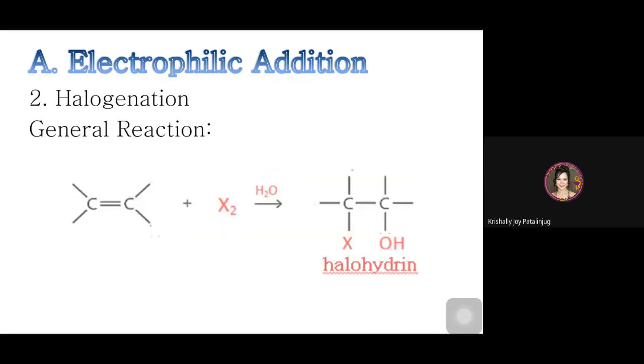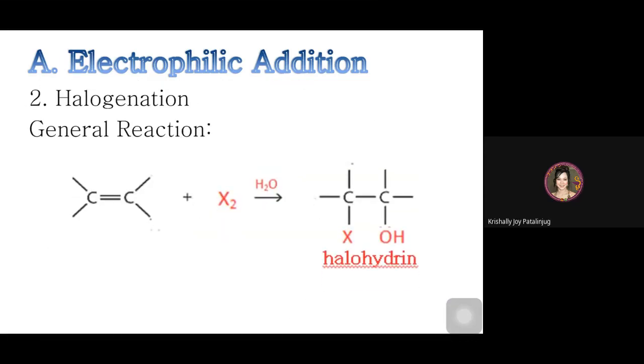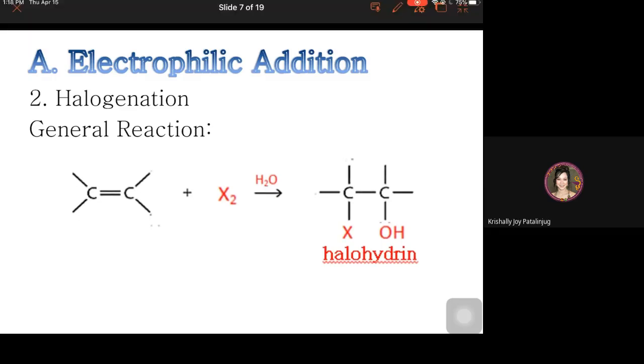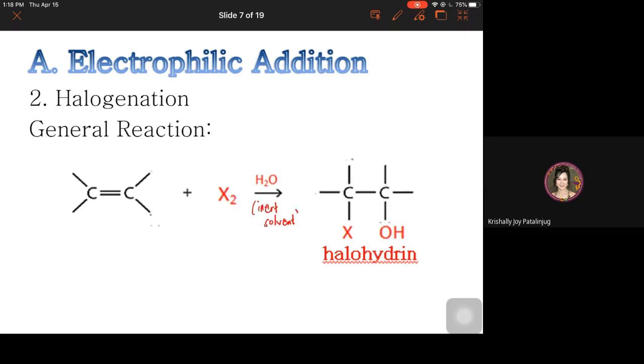Okay, what if yung inert solvent being added this time is water? Inert solvent. So, iba yung major product that will produce. Again, kapag water, di ba this is another solvent, water. And it is inert kasi it gives no chemical reaction sa mismong reactive site ng alkene. What will be added pa rin is the halogen, the halogen gas.